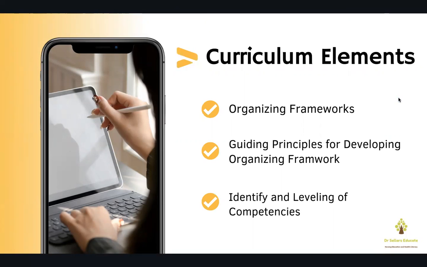Curriculum elements. When we talk about the organizing framework, we want to ensure that, first of all, you understand what we mean by that, and then why does it matter? Why is it significant in a curriculum? Frameworks are used to help us identify the constructs that are embedded in our traditional philosophy statement in the nursing program. So all programs have a nursing philosophy statement.